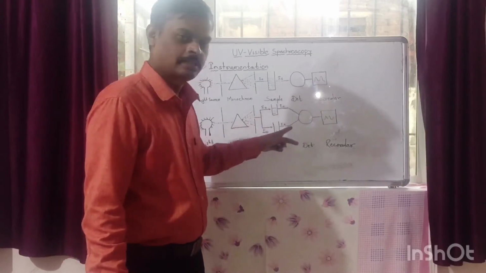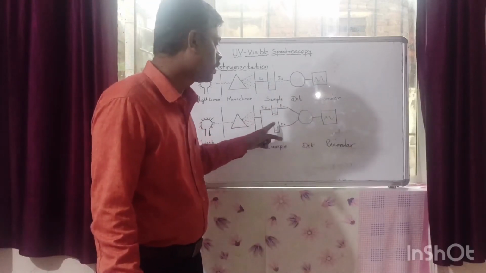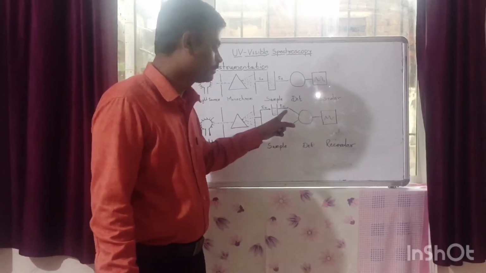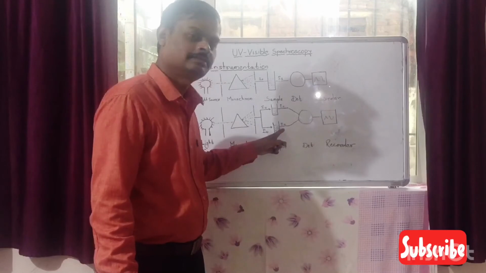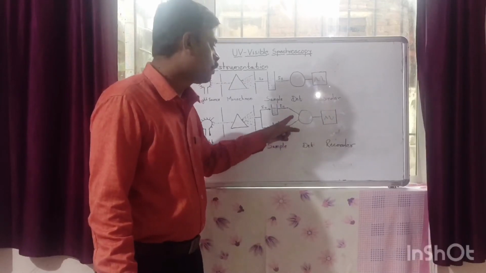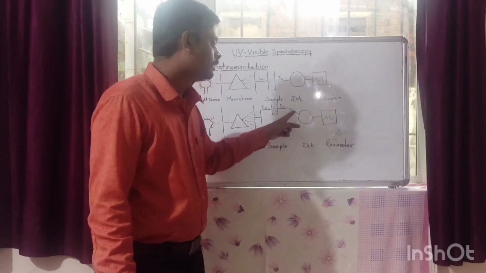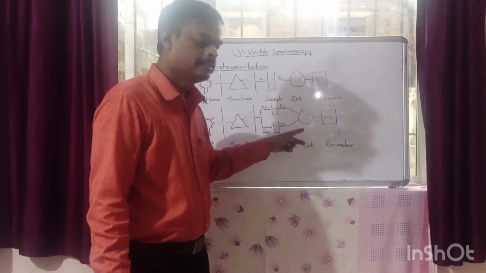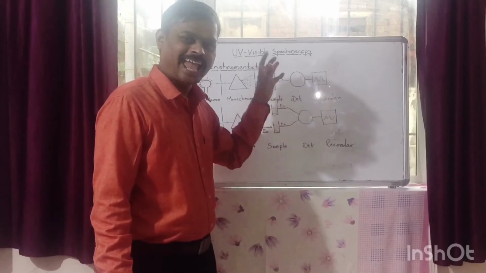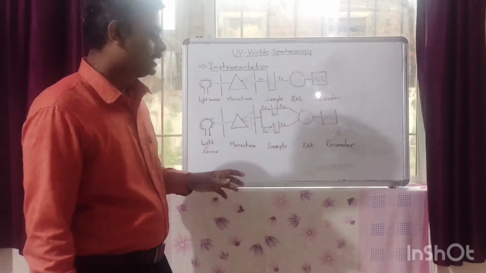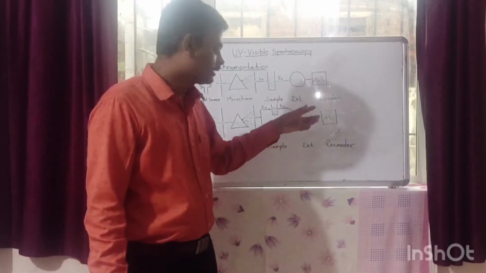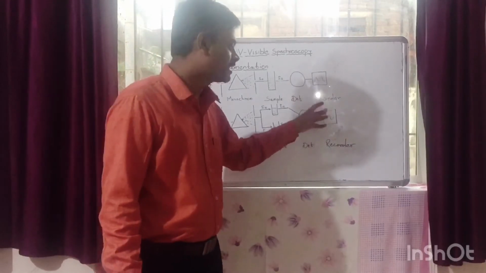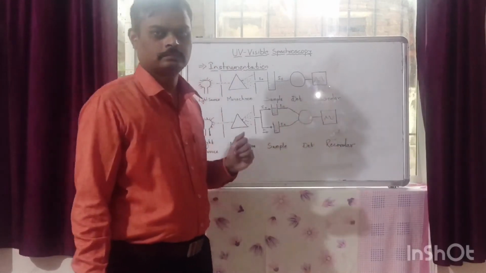This difference between the intensity of light emitted from the reference, that is the blank, and the sample will be sensed by the detector and corrected by the amplifier. This correction will be shown as absorbance on the recorder.